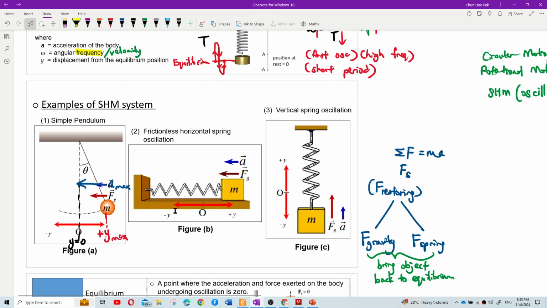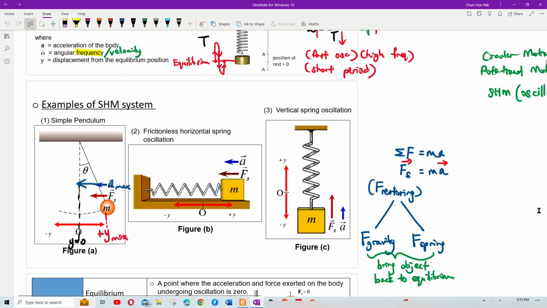So the only force acting on the mass here is the restoring force. For a pendulum it is gravity. So you see, F equals ma. So restoring force equals ma. The direction of the restoring force is the same as the direction of acceleration. That means wherever the restoring force goes, the acceleration also goes. Understand? So this restoring force wants to go back to equilibrium.